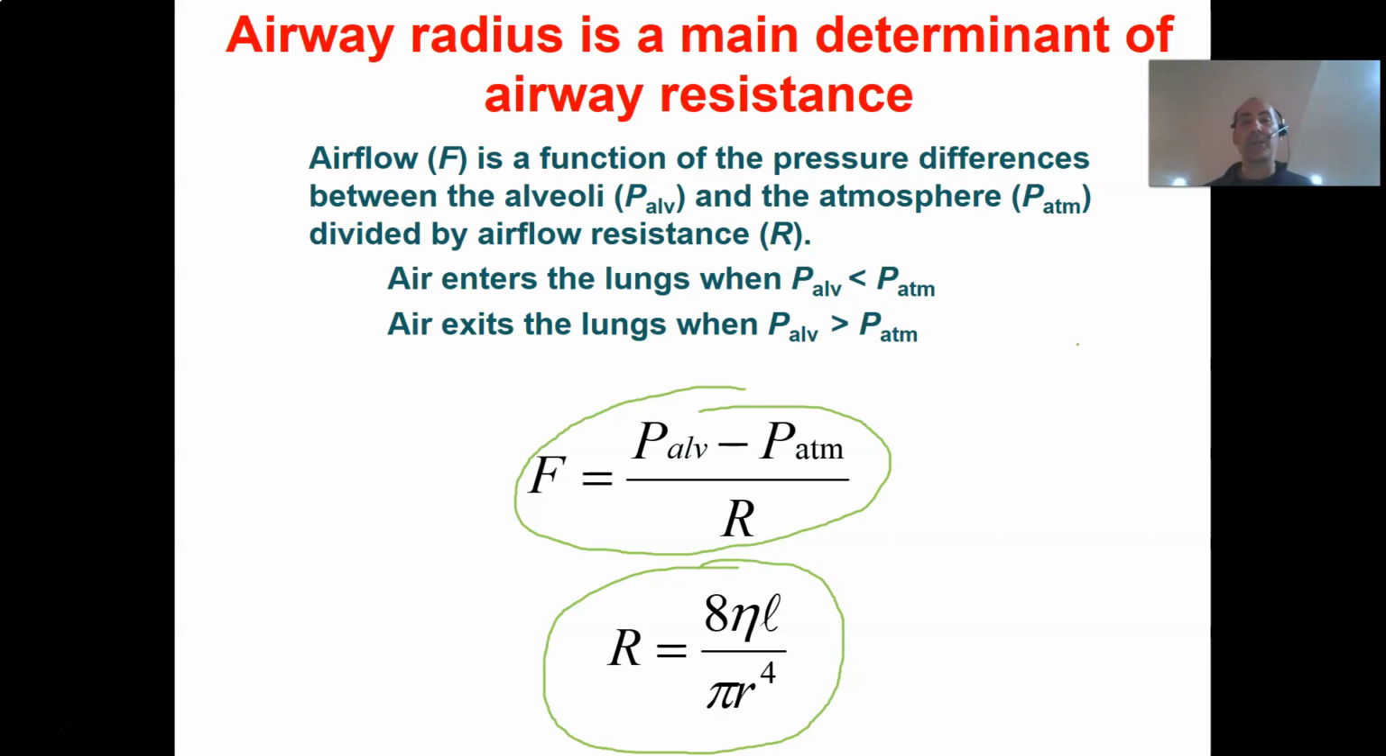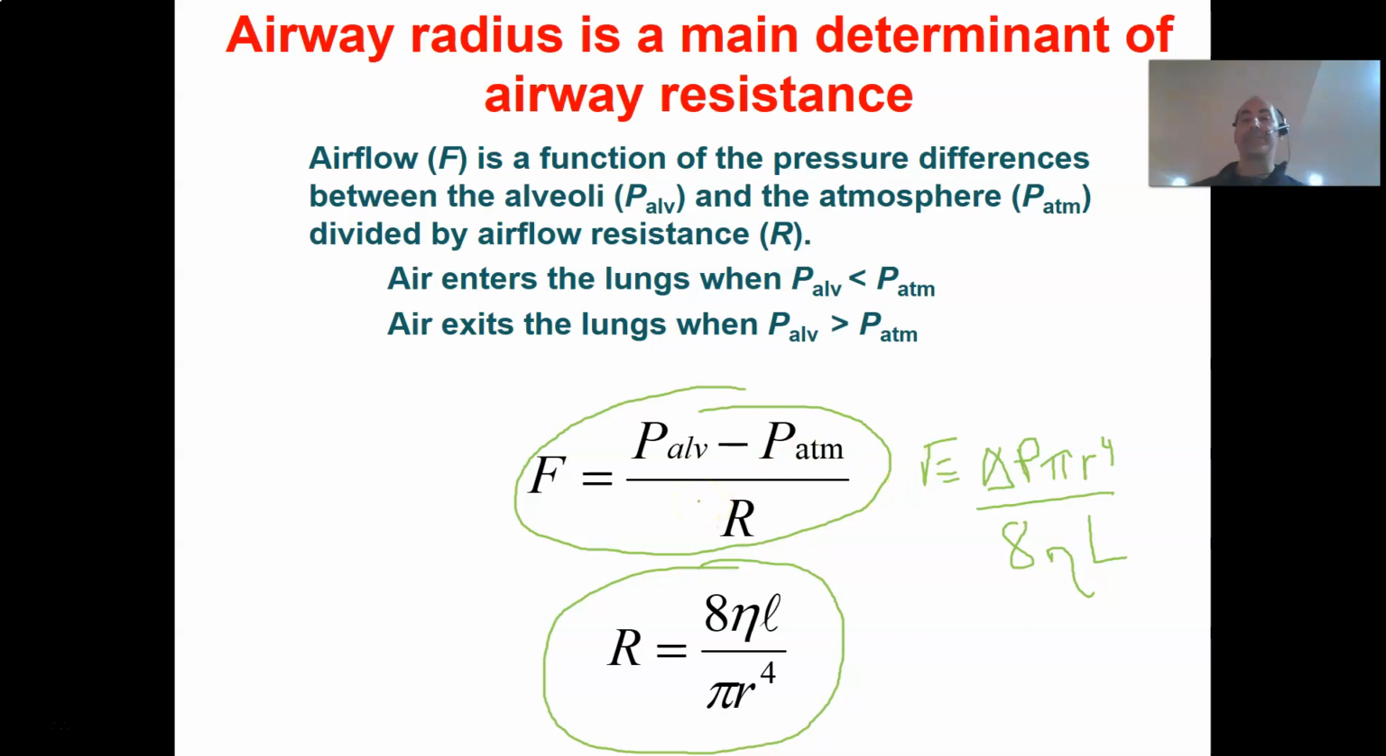Airflow, F, is a function of the pressure difference between the alveoli and the atmosphere, divided by the airflow resistance. So when we're looking at Poiseuille's law, right? Flow would equal the change in pressure times the radius to the fourth power, divided by 8 times the length times the viscosity. So this is essentially Poiseuille's law.